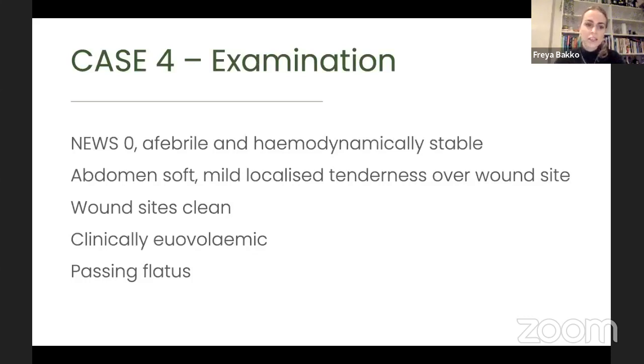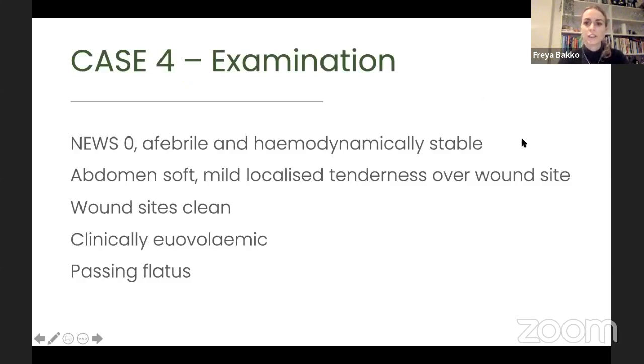On examination, her NEWS is 0. She's afebrile and hemodynamically stable. Her abdomen is soft and she has mild localized tenderness over the wound site, but the wound sites are clean and she is clinically euvolemic. She is passing flatus postoperatively.